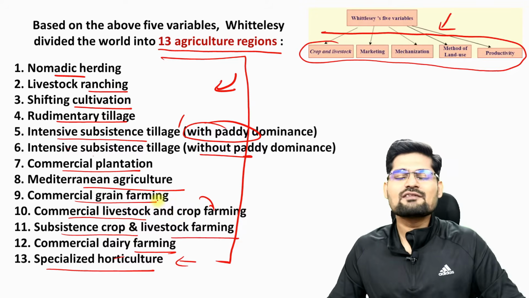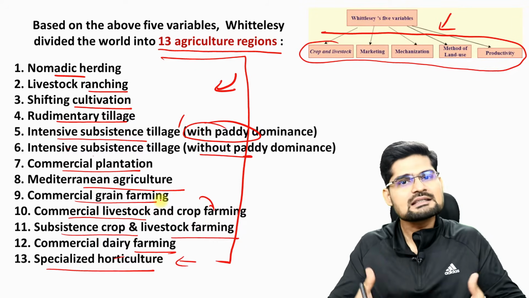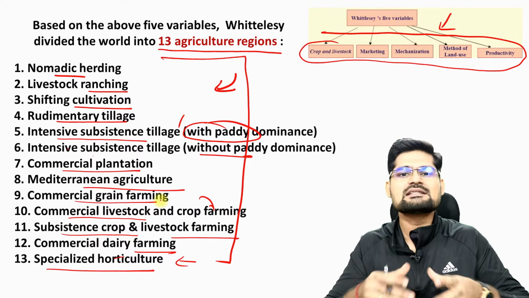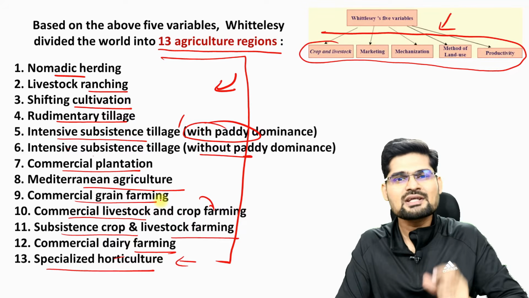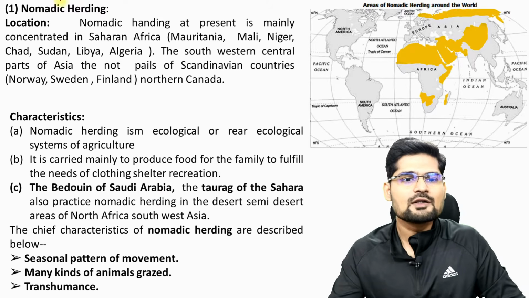The world has been divided into these 13 broad regions by Whittlesey, which is still considered valid for most of the classifications or typologies that exist around the world. So let's look into each one of them with a little location and also a little nature and characteristics. So the first one that we know is nomadic herding.